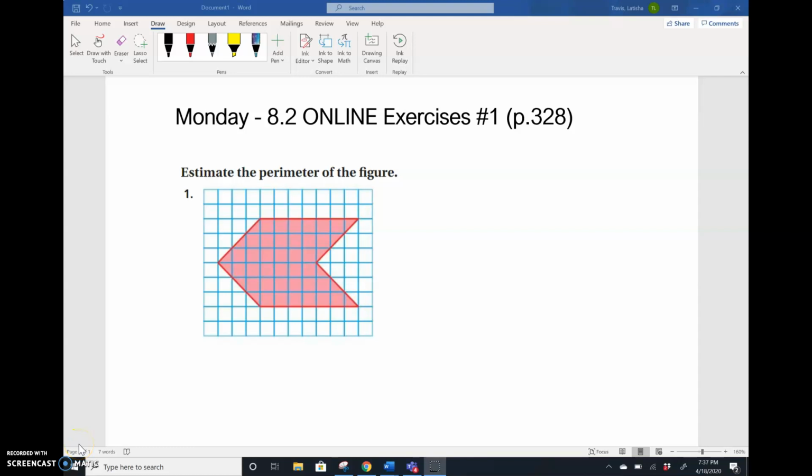Hello everyone, this is Mrs. Travis. I'm doing this video to show you guys how to solve problems involving finding the perimeter of composite figures that are set on a coordinate grid or a coordinate plane.